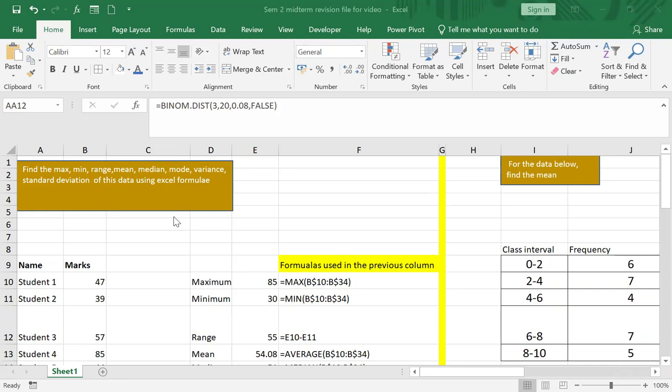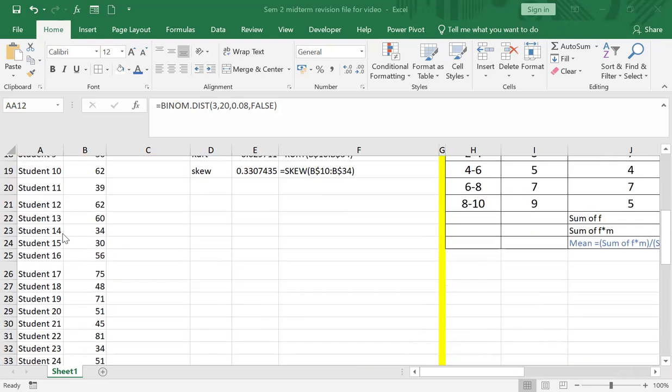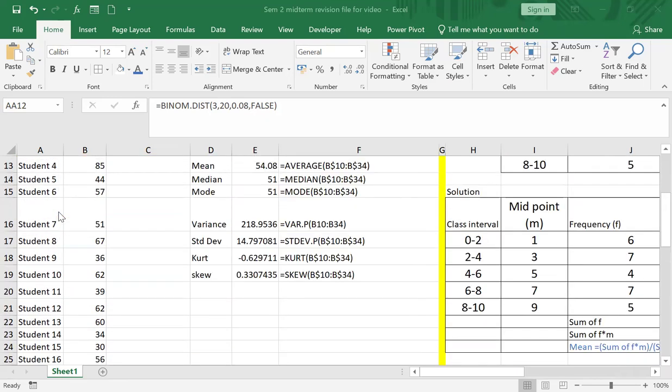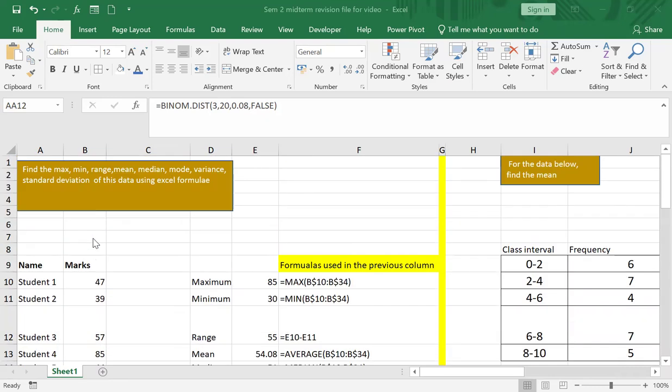We have various exercises to be done. First one is find the max, etc., from this data. So I got student data from student 1 to 25. These are the marks obtained by them. We have to find out maximum, minimum, etc. The maximum, the formula is here.